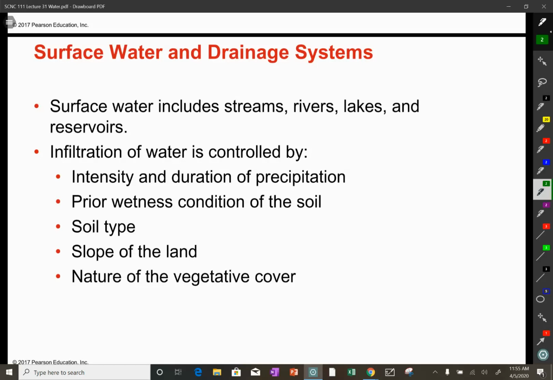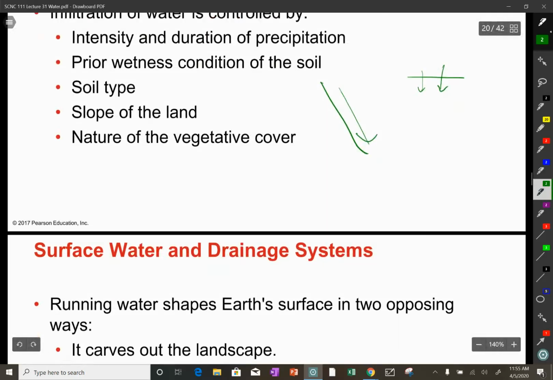Obviously, it depends on soil type. Some soils will absorb more water, others less. And the slope, if the slope is like this, you're going to have a lot of water flowing down. If the slope is like this, you're going to have a lot of water infiltrating. And the vegetation will make a difference in how porous it is.